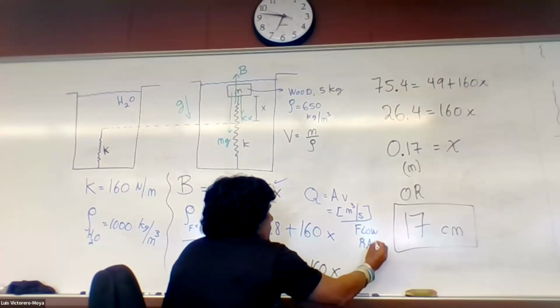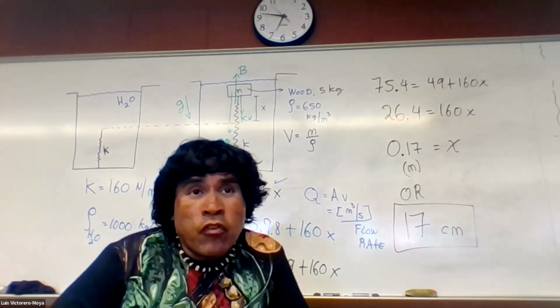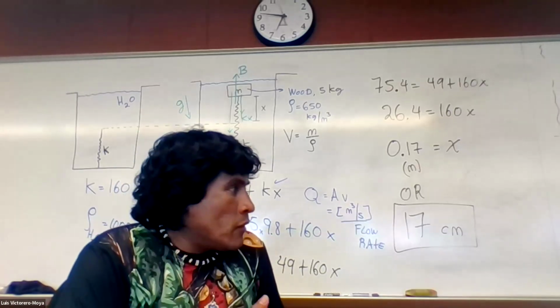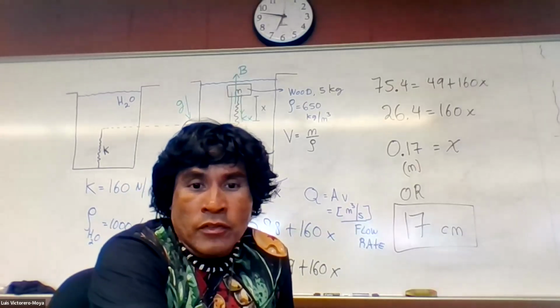Sometimes that's what they give you. In real life, they give you the flow rates on pipes. They don't give you the speed and the area. They give you the flow rate, and with that you can figure out the area or the speed of the fluid.